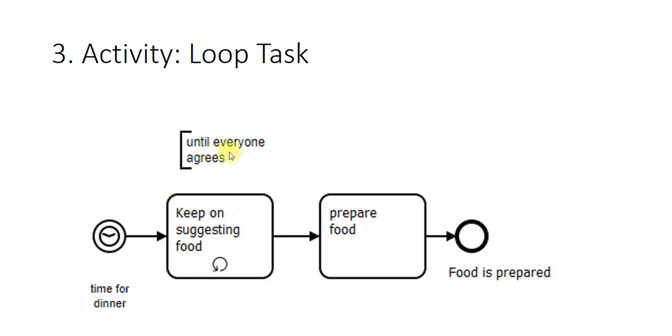Once everyone agrees, which is indicated by an association showing that everyone agrees on what needs to be prepared, we get to the next task, which is the prepare food task. Once the food is prepared, we get to the end event. So that is an example of a loop task.